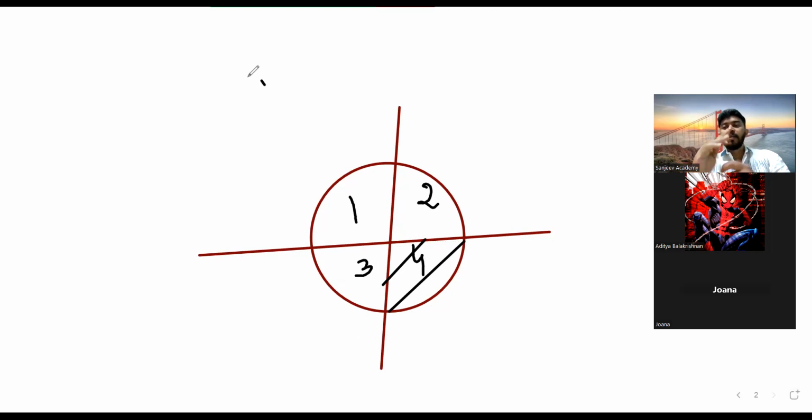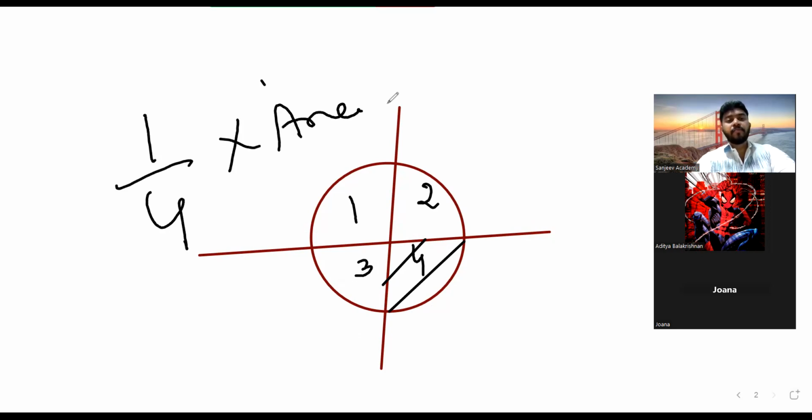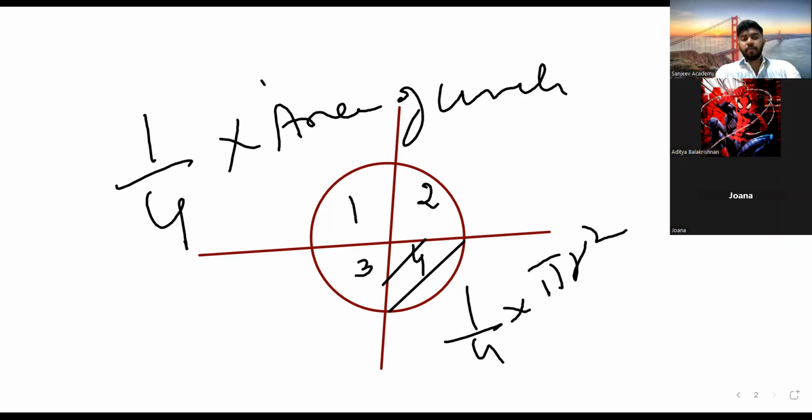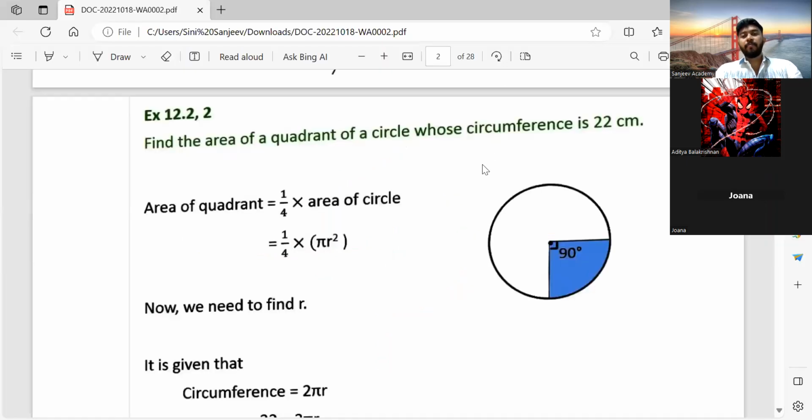If I want to find only one part, then I have to do 1 by 4 into the area of the circle. We also know the area of a circle is pi r square. So it is 1 by 4 into pi r square to find the area of one quadrant. Here also they have not given the radius, but I have to find the radius.